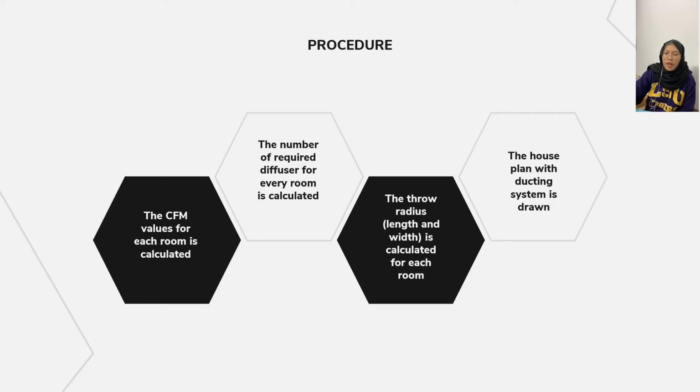Next, the CFM values for each room are calculated by using the formulas. The number of required diffusers for every room is also calculated by using a formula. Next, the true radius, the length and width are calculated for each room by using formula. The house plan with ducting system is drawn later after the true radius has been determined.